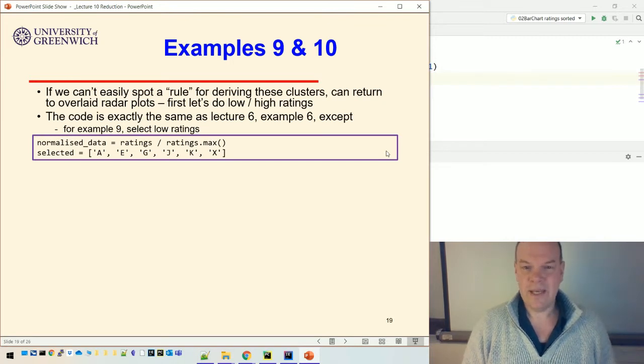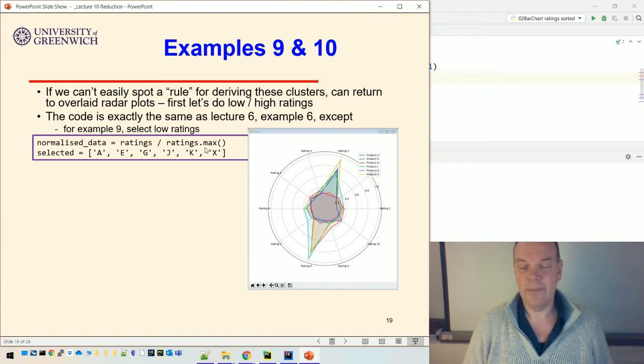This code is exactly the same as the radar plots in lecture 6, example 6, except that for this example I'm selecting the low ratings, so selected is just the low rated products here. Normalized data is the ratings divided by the maximum rating, because I want to normalize everything so it's between 0 and 1. And when I do that, that's the picture I get.